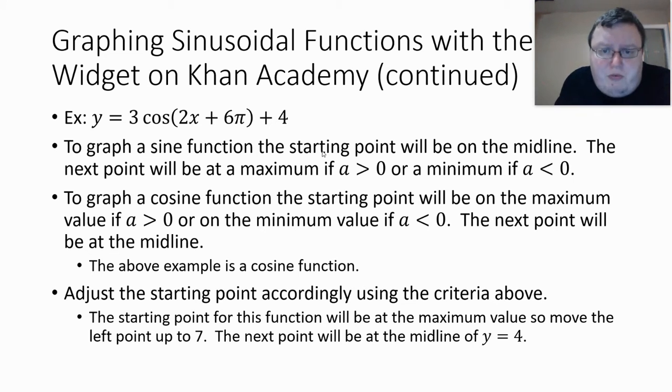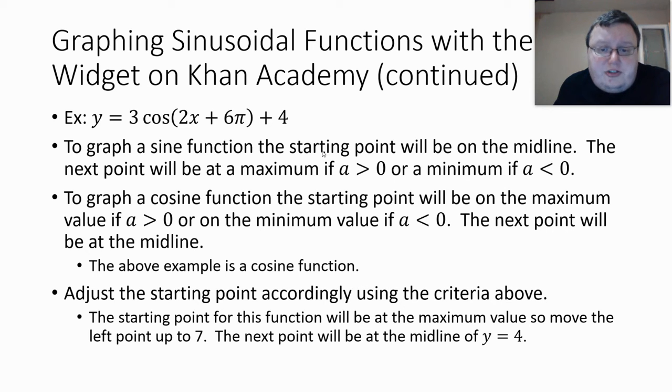So if your starting point, and I put this later in a slide and I should have put it here, the starting point, I'm talking about the point furthest to the left, because we go left to right like we read, the starting point will be on the midline if it's a sine function. The next point will be a maximum if A is greater than 0, or a minimum if A is less than 0. So you look at the sign of A. In this case, A is 3, so the next point will be a maximum.